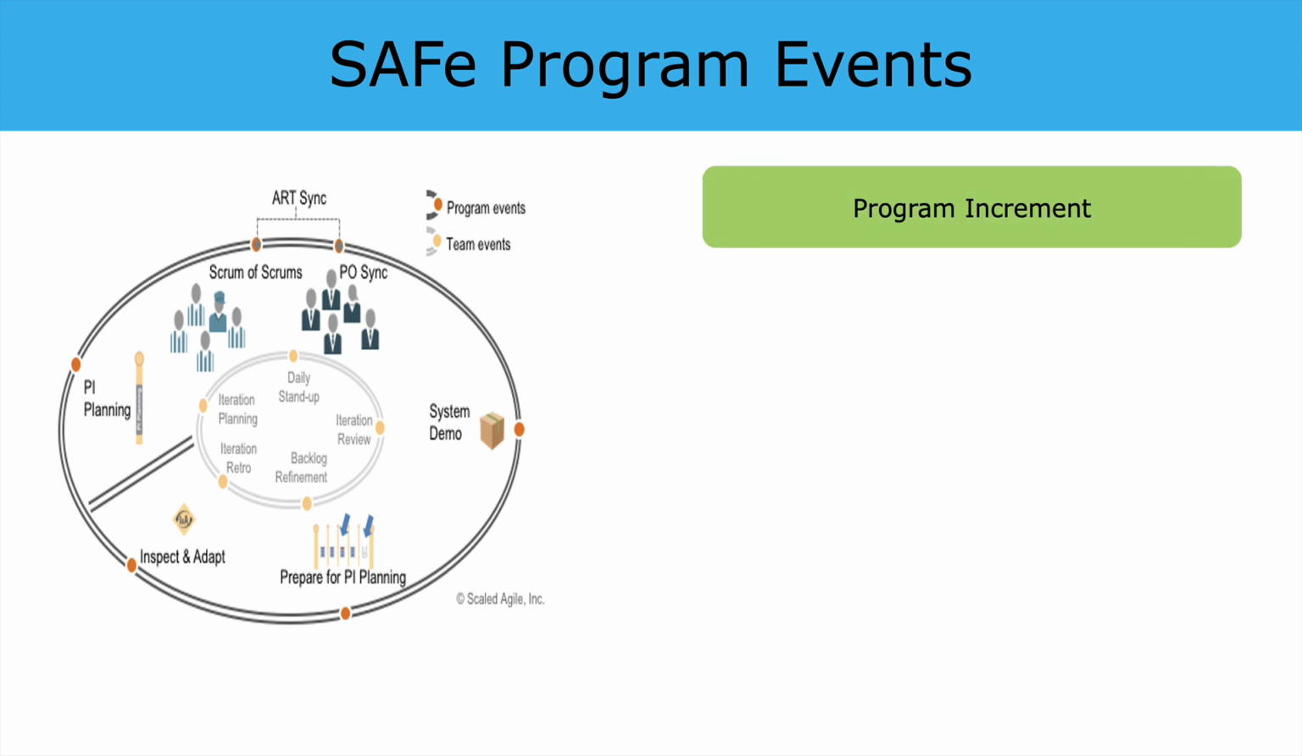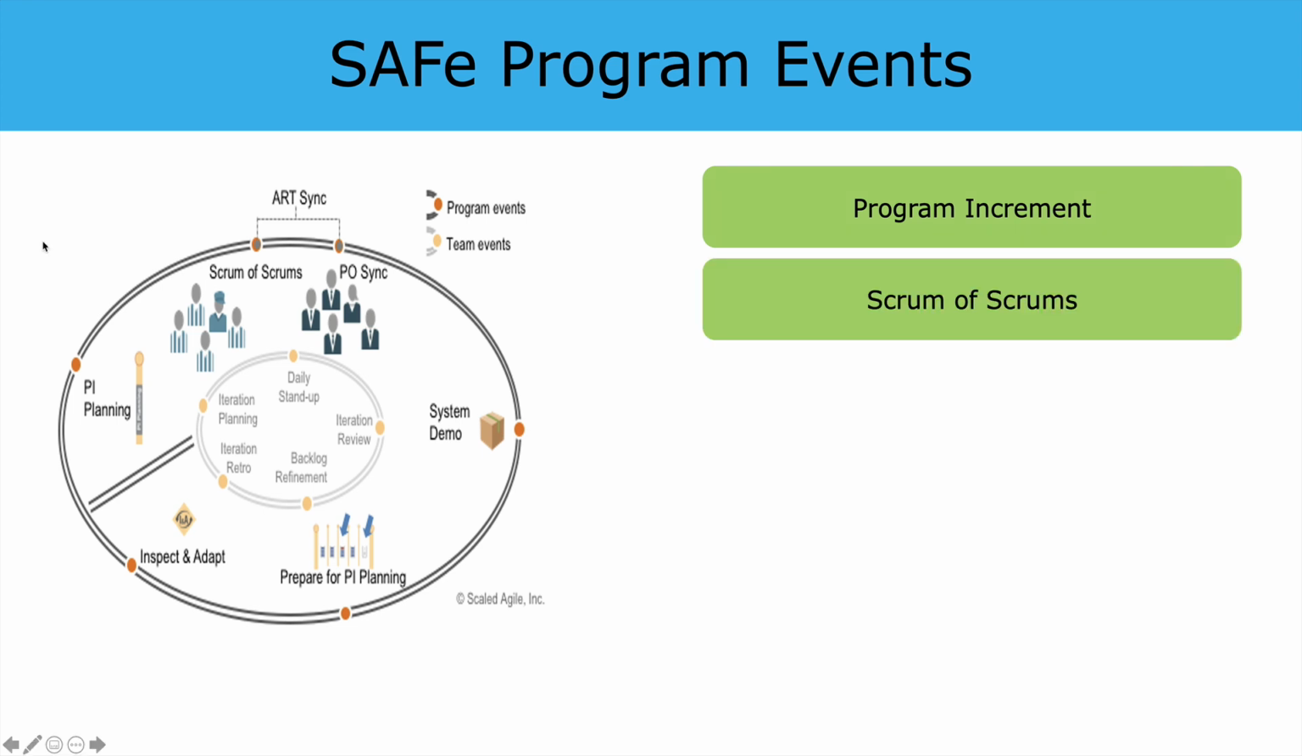The first event is Program Increment, also known as a PI, which is a time box event during which an Agile Release Train delivers incremental value in the form of working, tested software. Program Increment is the heartbeat of SAFe and is typically 8 to 12 weeks long. The most common pattern for PI is 4 development iterations followed by 1 innovation and planning, which is also known as the IP iteration. The second event is the Scrum of Scrums.